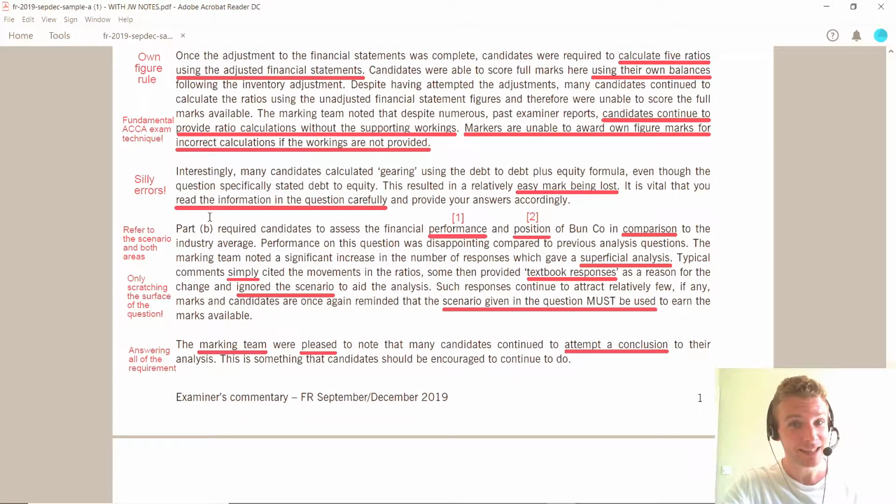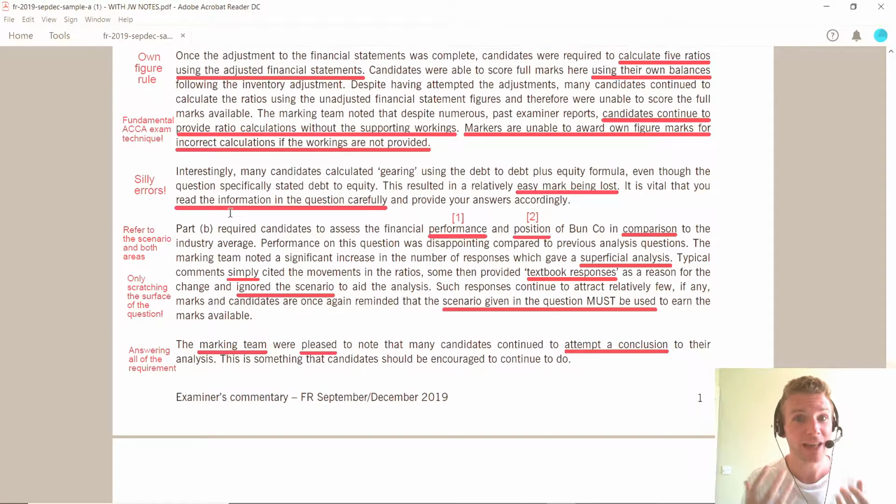We have silly errors. This comes down to giving yourself maybe 5 or 10 minutes at the end of the actual paper, reading through. I've got a great video on fishing for marks on this as well. Just read through the requirements, understanding fundamentally what they are asking for. Don't answer the question that you want to answer. Answer the question the examiners are asking.